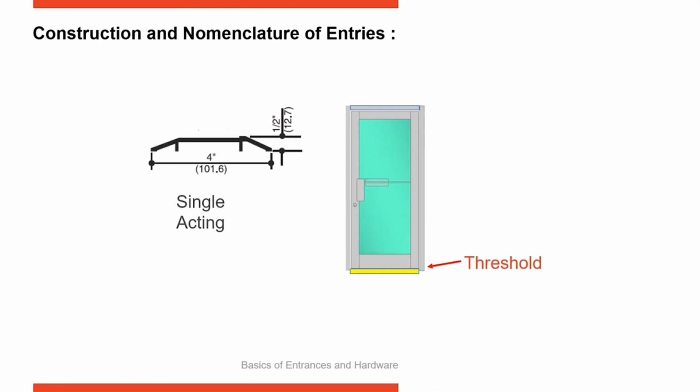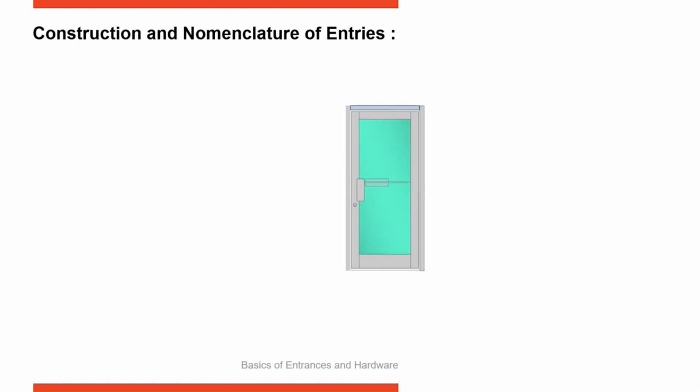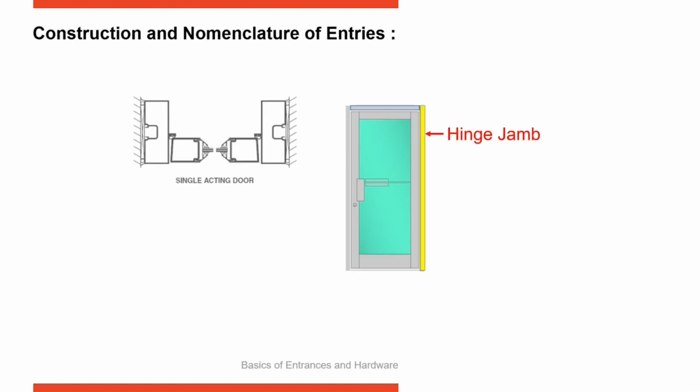Let's look at nomenclature, talk about the different parts of a door and a frame. The first part here at the bottom is the threshold. The purpose of the threshold is to prevent air-driven water from coming underneath the door. So that threshold creates a little bit of a hump into the door so that wind-forced water can't blow up under the door.